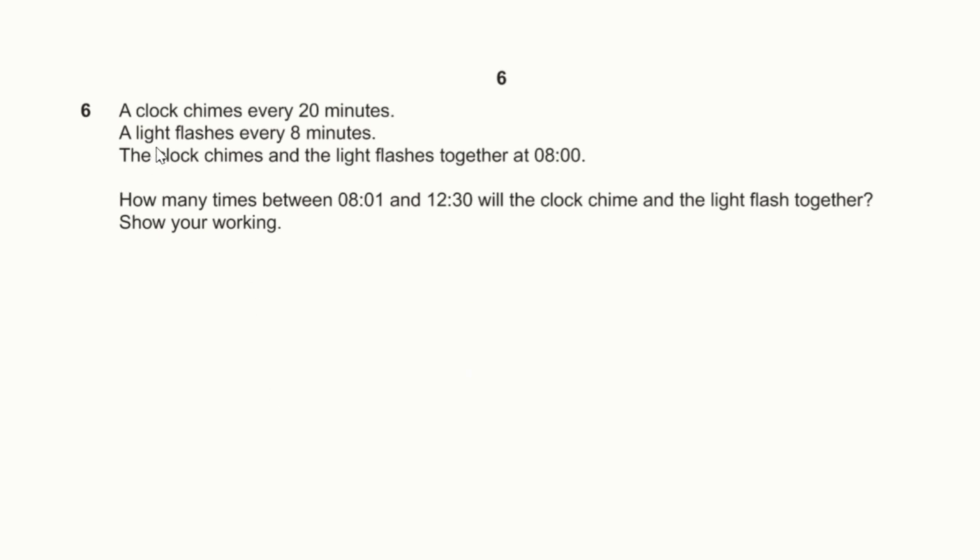Question number 6. A clock chimes every 20 minutes. A light flashes every 8 minutes. The clock chimes and the light flashes together at 8 o'clock. How many times between 8:01 and 12:30 will the clock chime and the light flash together? Show your working. We need to first of all find the lowest common multiple of 20 and 8. This allows us to find out how often they chime and flash together.